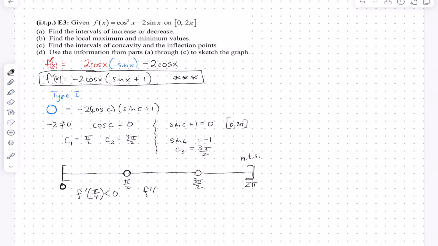Let's evaluate a number between pi over 2 and 3 pi over 2. Why don't we use pi radians? Cosine of pi is negative 1. So negative times negative, and then sine of pi is 0. So we have a negative times a positive 1. That is going to be positive.